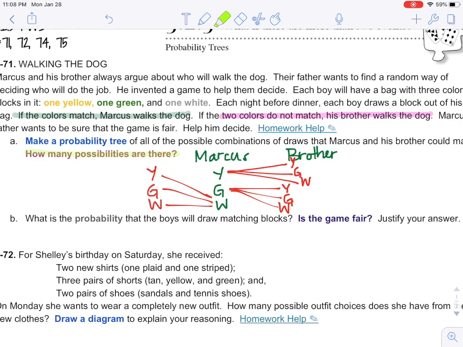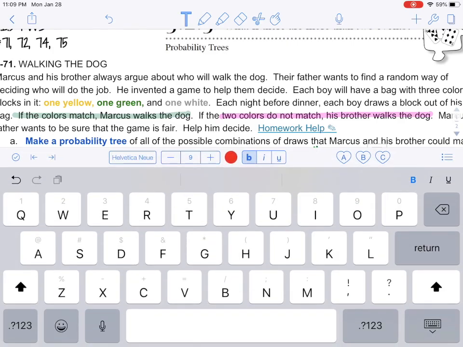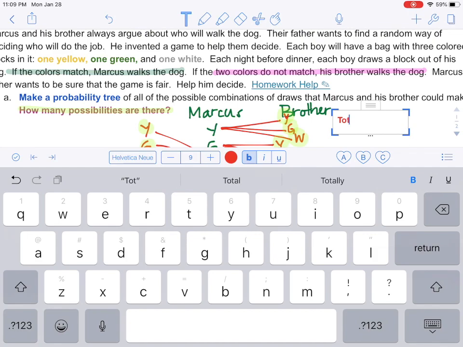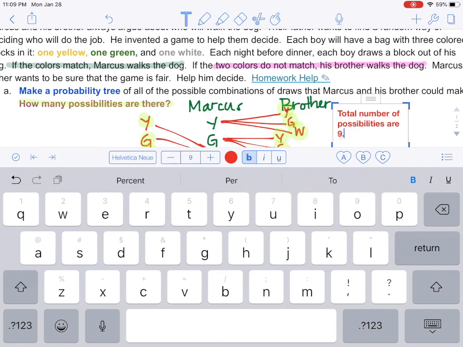Then looking at this, it looks like we have 1, 2, 3, 4, 5, 6, 7, 8, 9 possible choices. So the number of choices that we have here is the number of possibilities. The total number of possibilities is 9, because there are a total of 9 possible outcomes for this scenario.